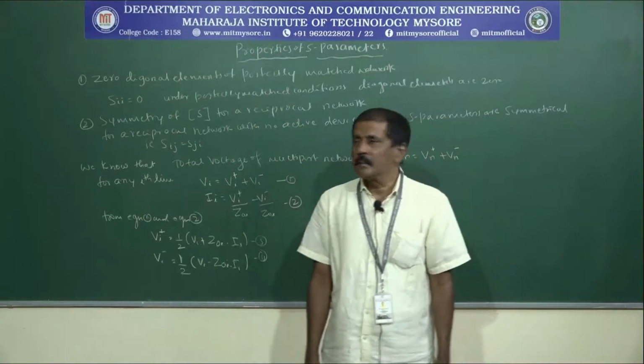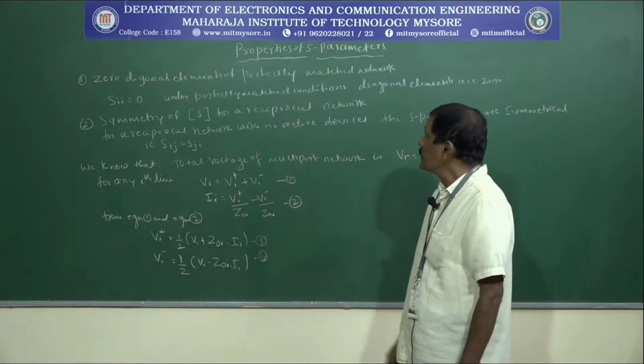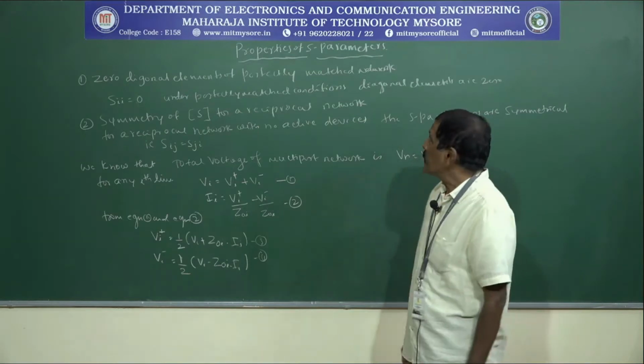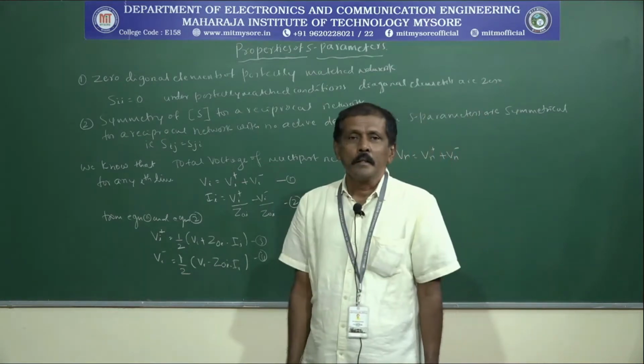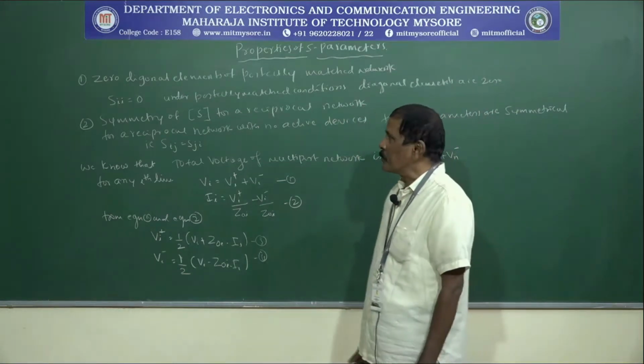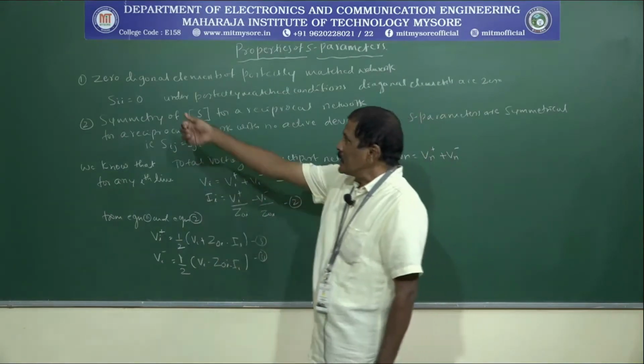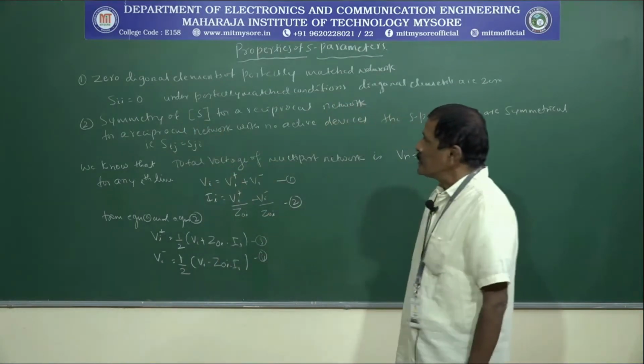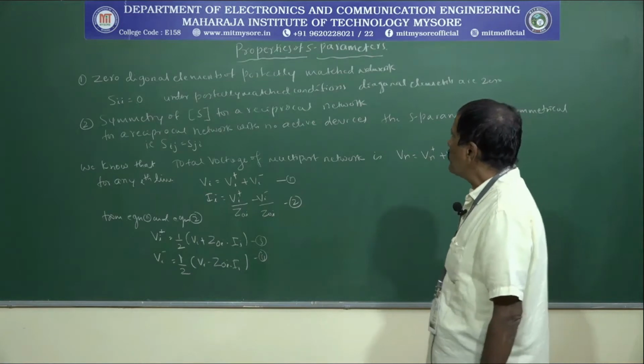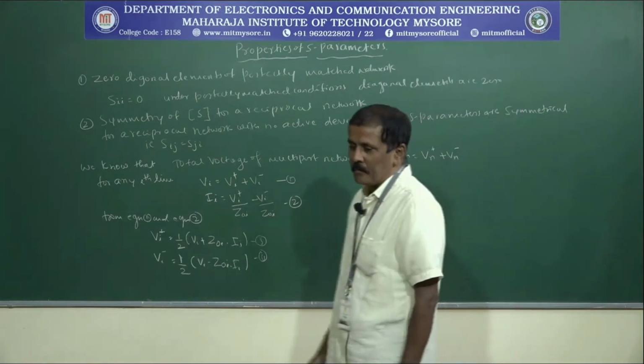In today's class, let us study the properties of S parameters. So, these S parameters have 4 properties. The first property is zero diagonal elements of a perfectly matched network.